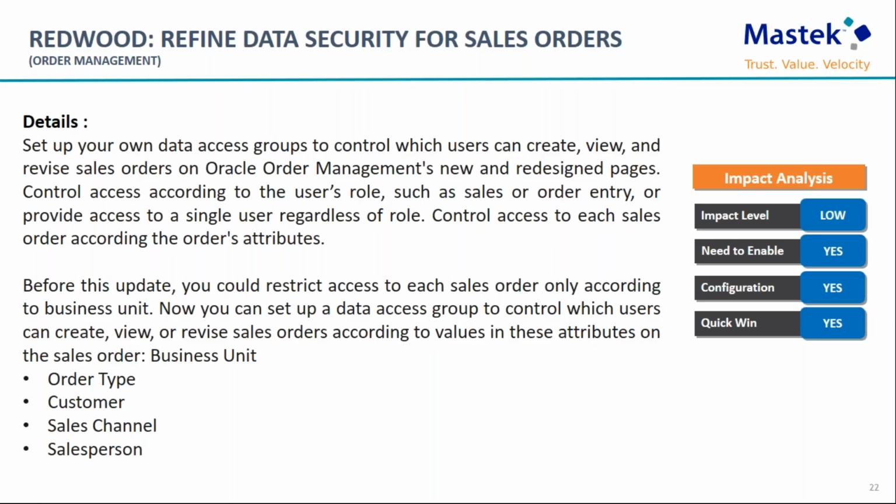Before this update, we could restrict access to each sales order only according to the business unit. But now we can set up a data access group to control which users can create, view, or revise sales orders according to values in these attributes, like the business unit, order type, customer, sales channel, and salesperson. When we talk about its impact analysis, its impact level is low. Need to enable: yes, configuration required: yes, and a quick win: yes.